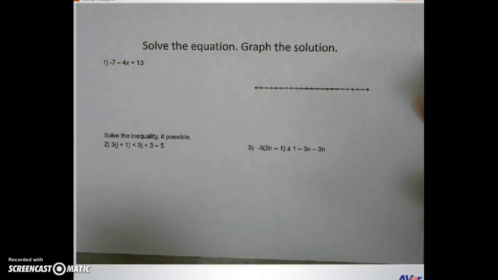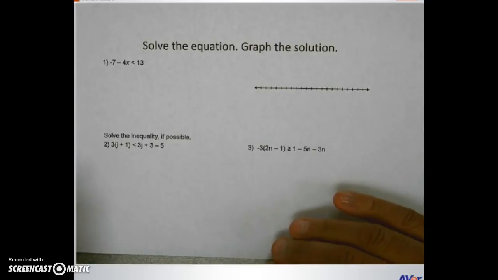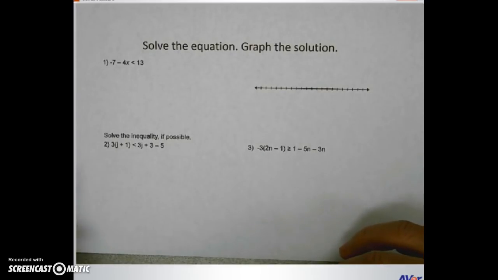Solve the inequality and graph the solution. So we're pretty much just going to treat each inequality symbol the same way that we would an equal sign, except remember, when you multiply or divide by a negative number, we flip the arrow.